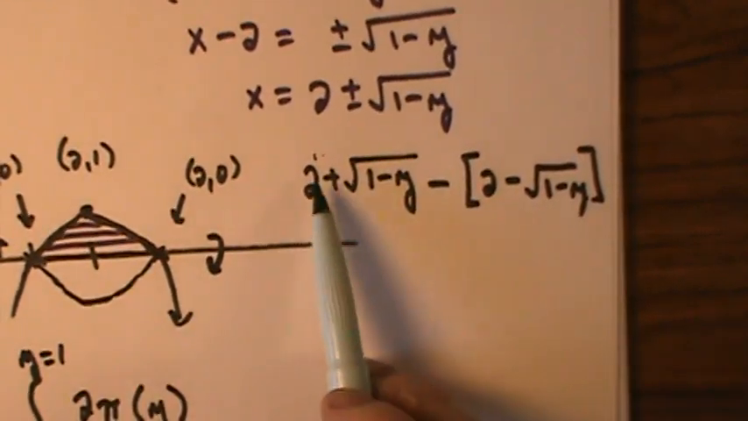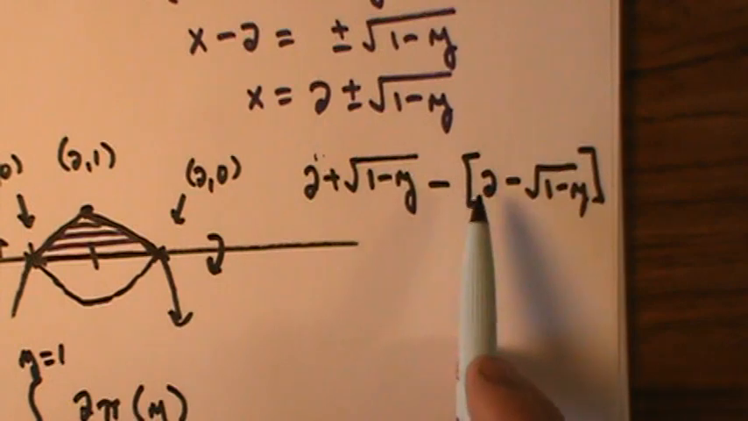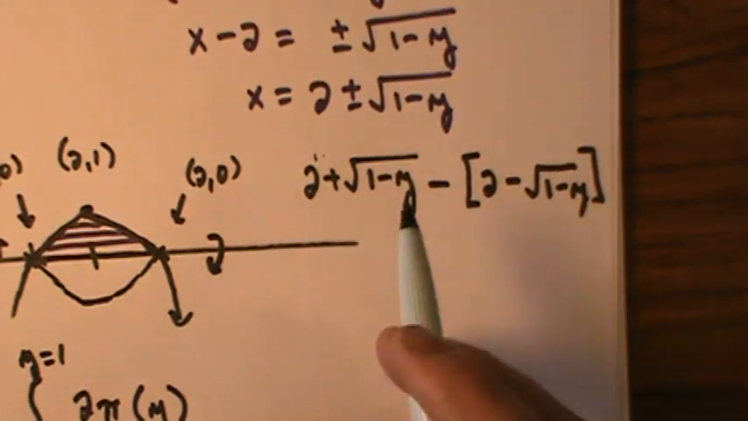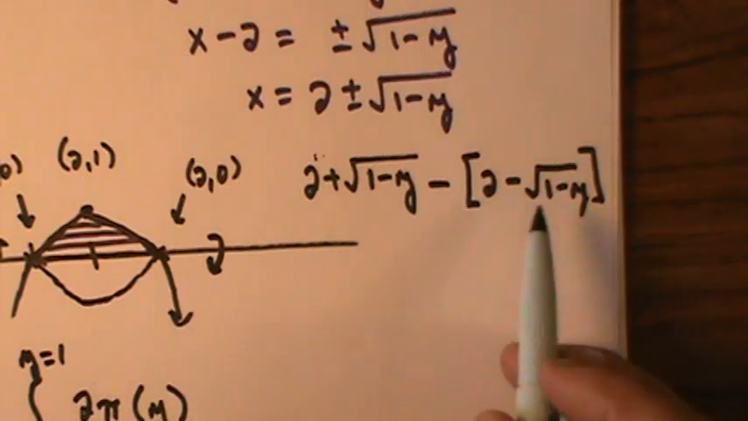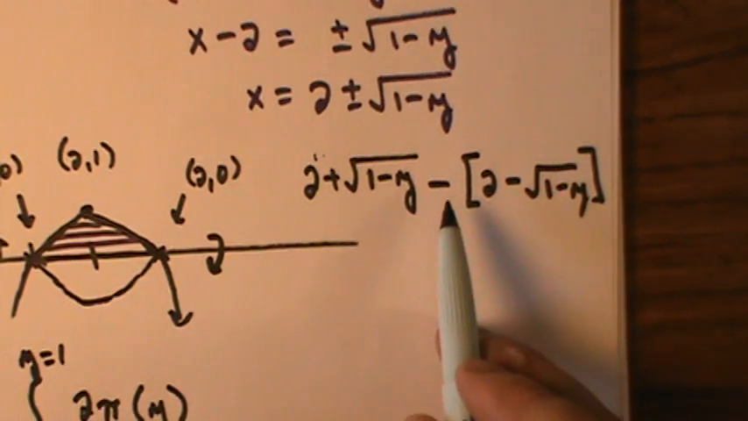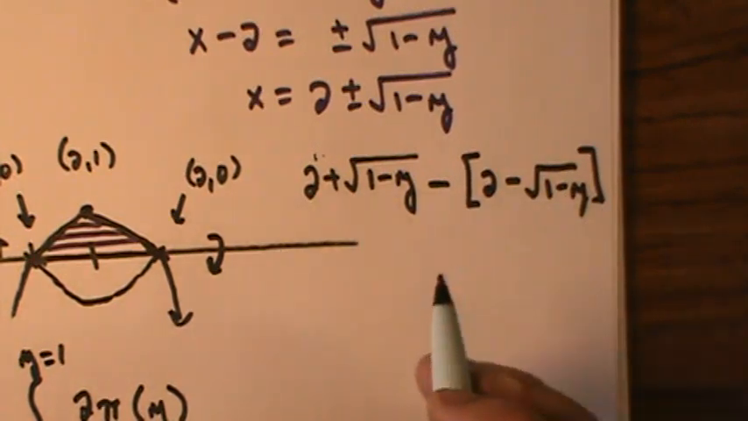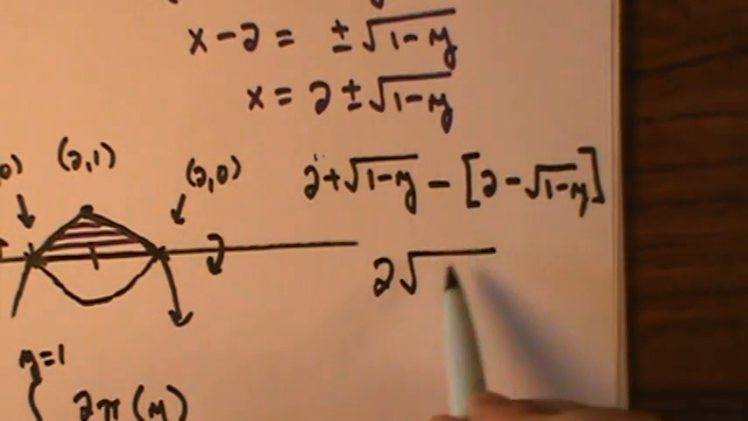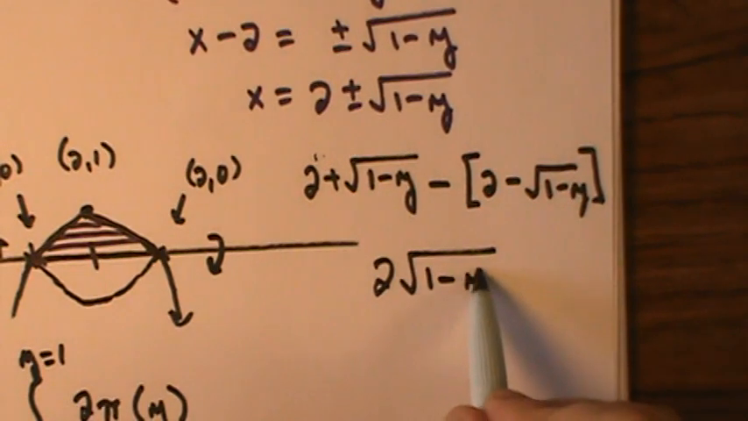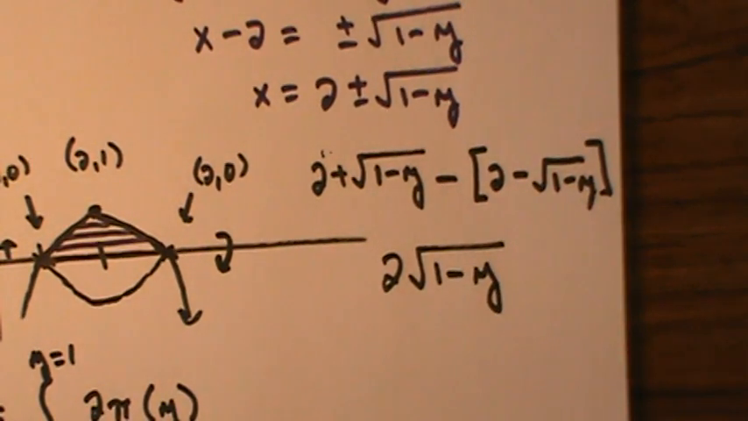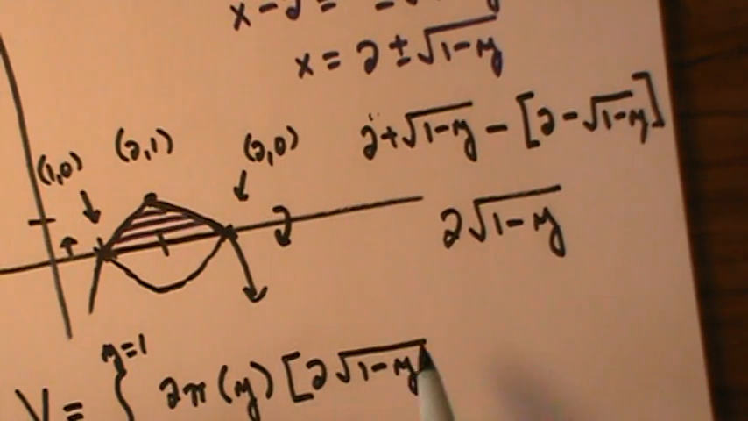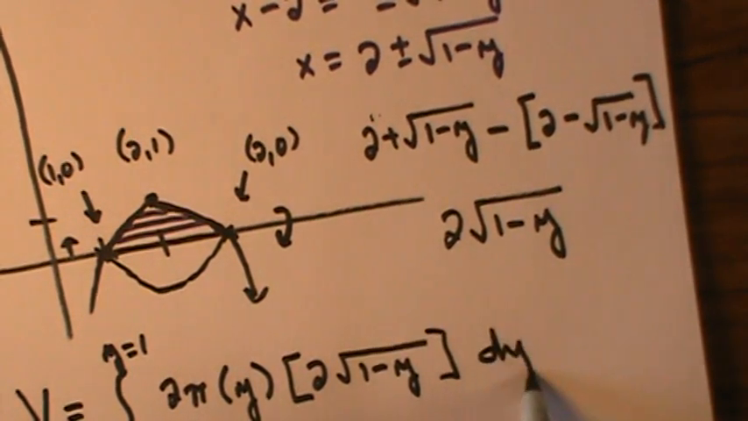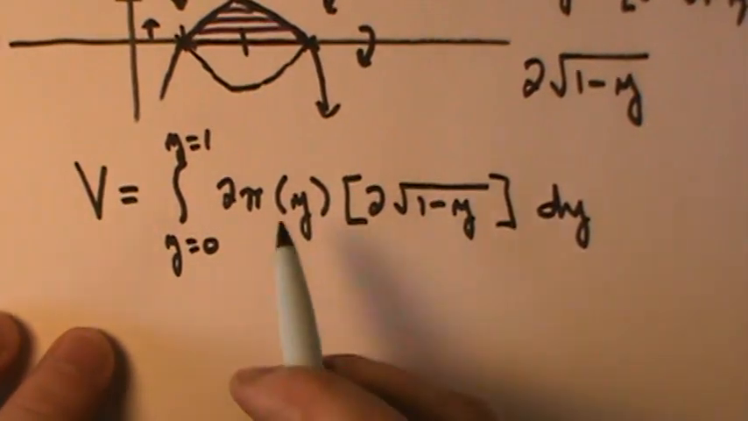Now looking at our math here, 2 take away a 2, that's going to drop out, and this would become radical 1 minus y minus a negative radical 1 minus y. Minus negative is a positive, so it would be one of these radicals plus another one of these radicals, which would be 2 rad 1 minus y. And so I can bring this down here as my height, 2 radical 1 minus y dy.